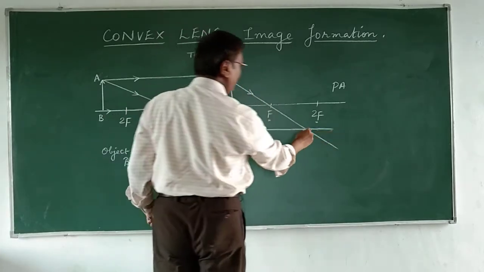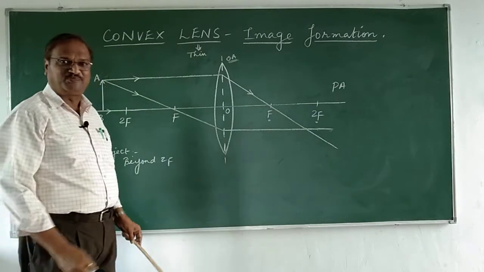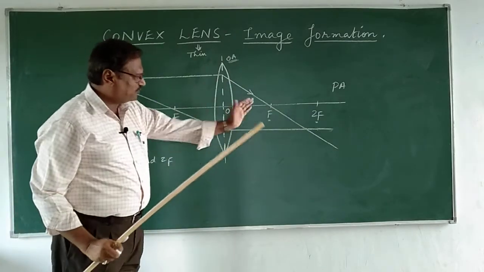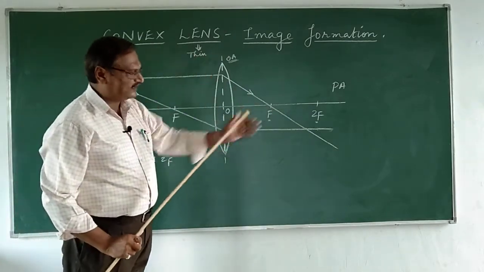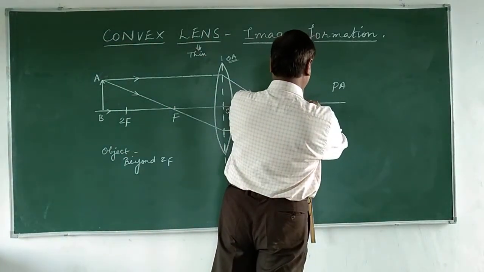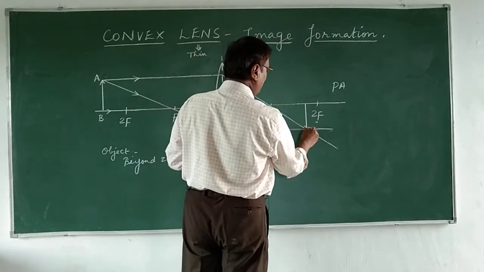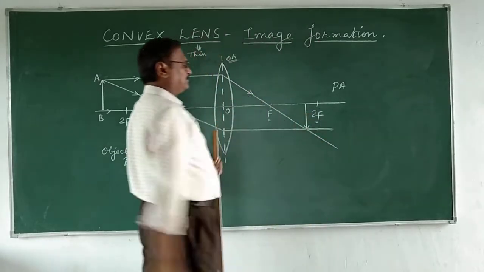Okay, I now have a point of intersection where the image is going to be, and the rays pass through and come from one side to the other side. So the image is a real image. But it is downward, so it is inverted.